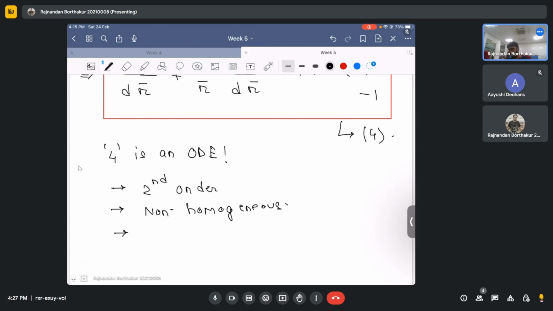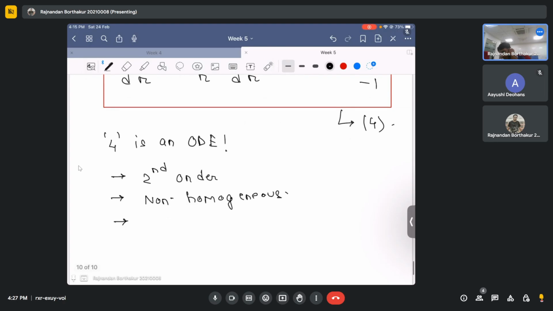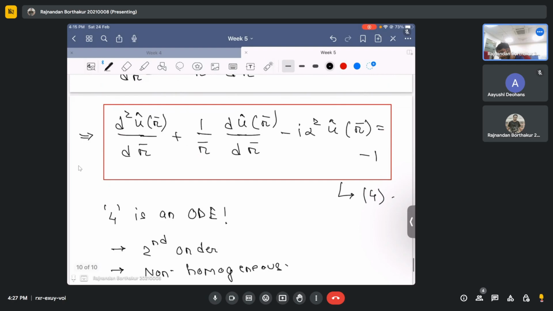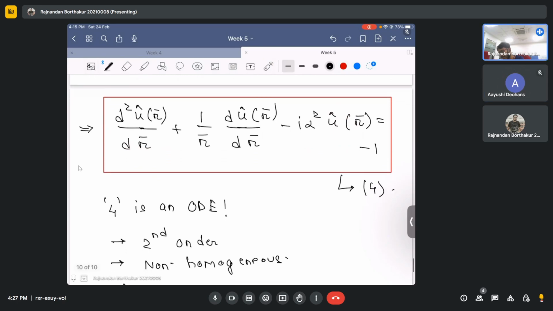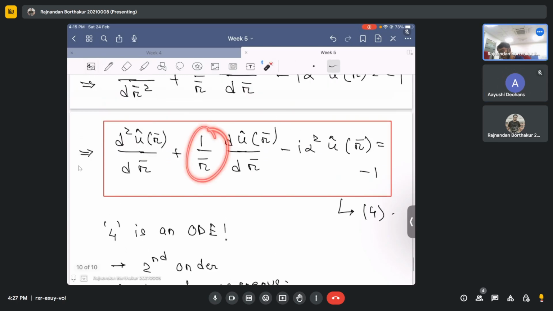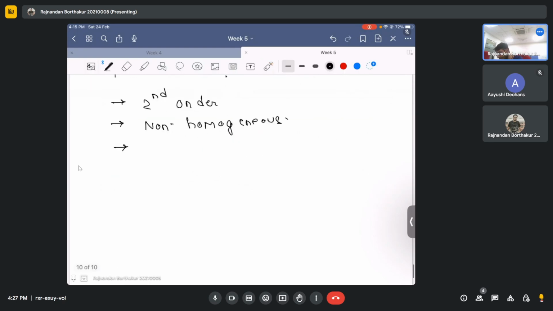And is it a constant coefficient ODE or a variable coefficient ODE? That's trivial, right? Variable, exactly, because we have an r bar here, 1 by r bar here. It's called variable coefficient because the independent variable also appears as a multiplier of the dependent variable terms. That's why it's a variable coefficient ODE.